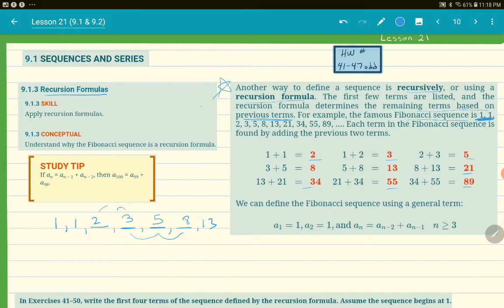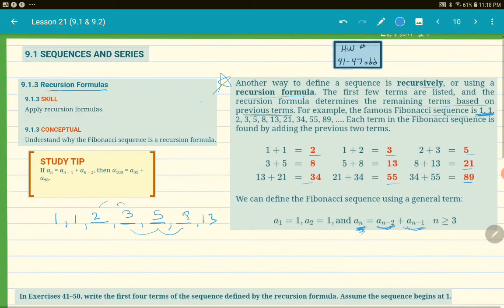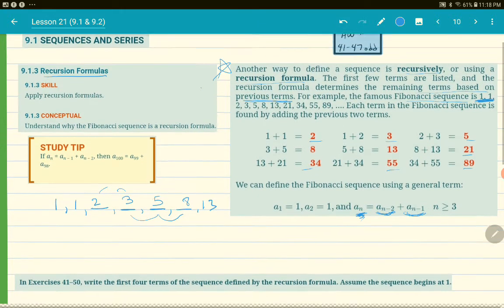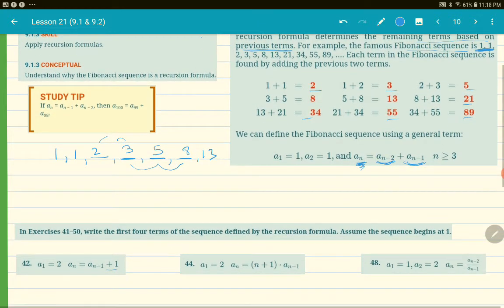We can define that sequence generally with our a sub n's. We define it recursively, which means we are referring to previous terms. We find a sub n using the term before it and the term two before it. That's how we define it recursively. Let's look at this in some examples. 41 through 47 odd is your assignment, so let's look at a couple examples from that section.